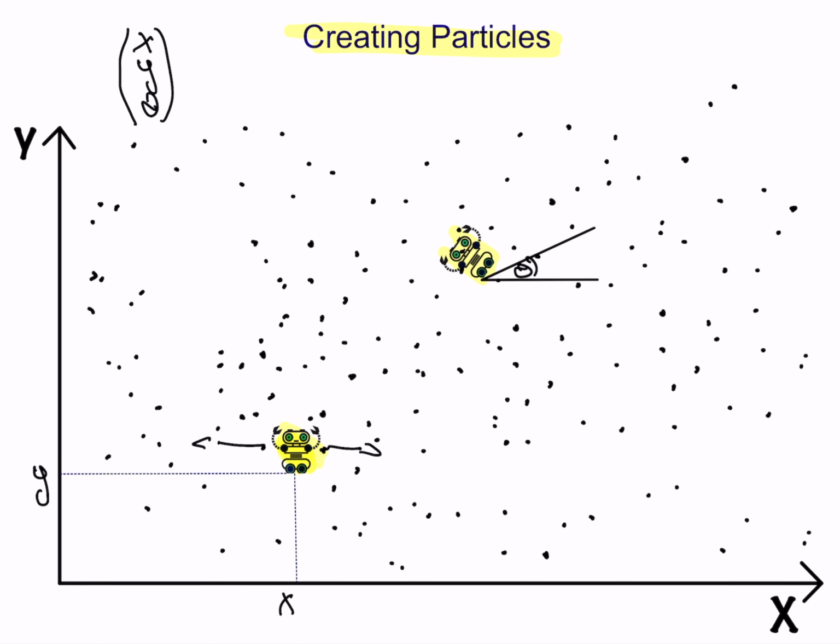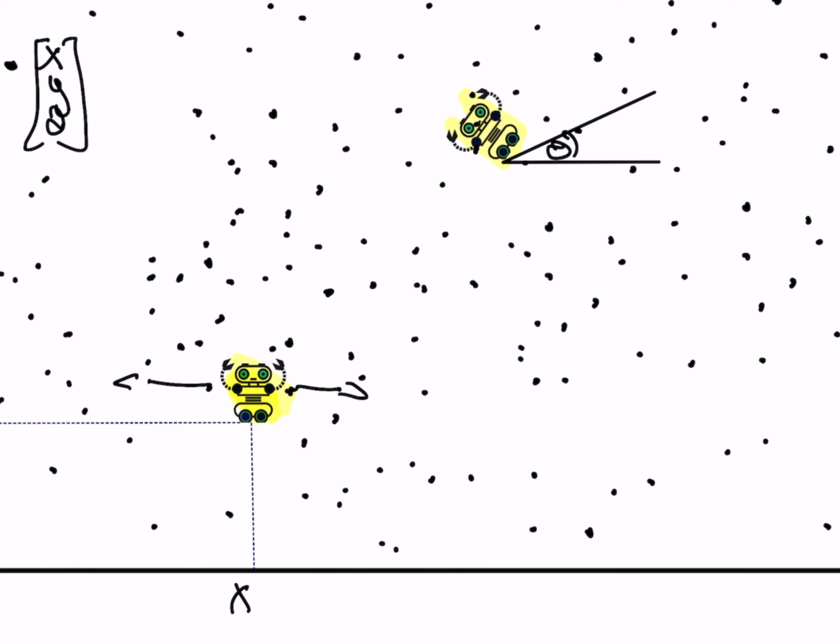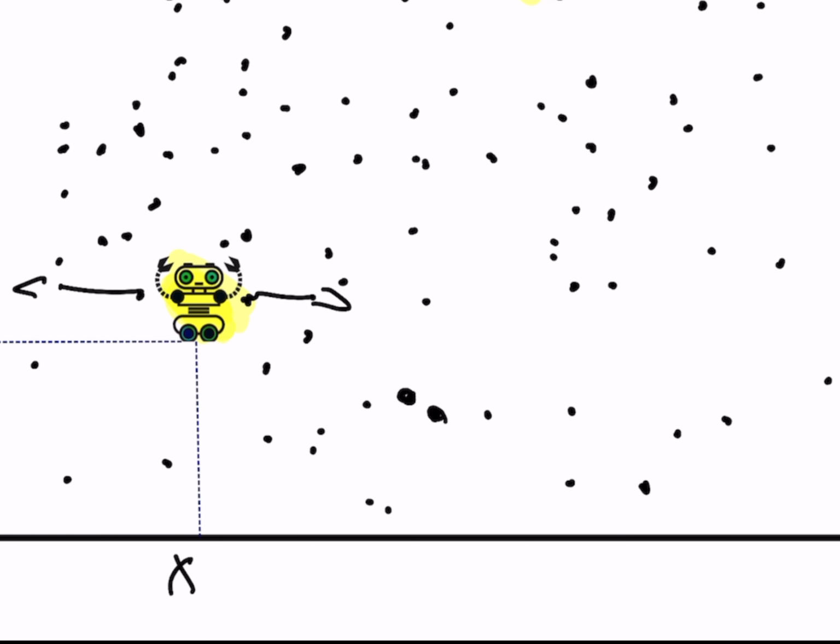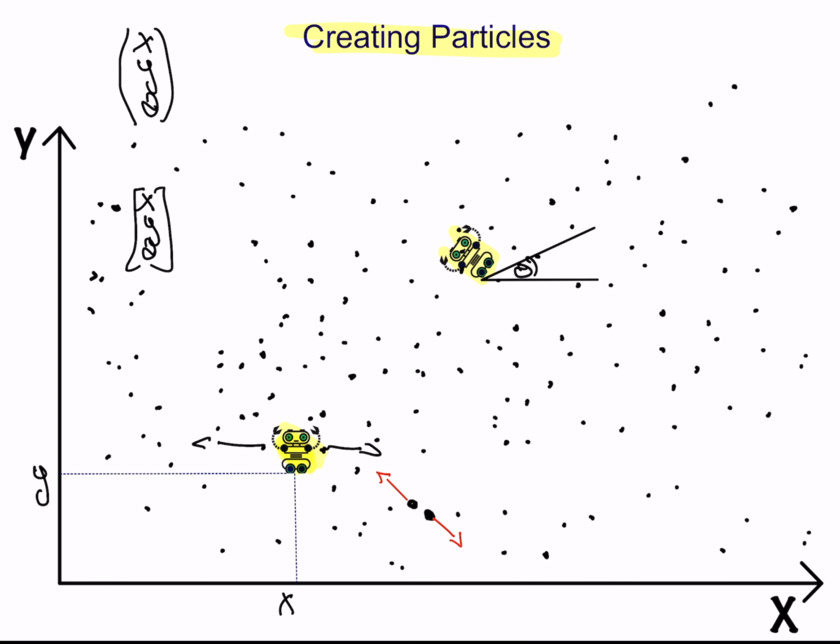What we are going to do is to create particles. And particles mean different guesses. Each particle will have three parameters. It will have X, Y, and theta, orientation. Now bear in mind that we can have two very similar X and Y particles, each with a different orientation. So the upper particle has orientation over here, and the lower particle has orientation over here.